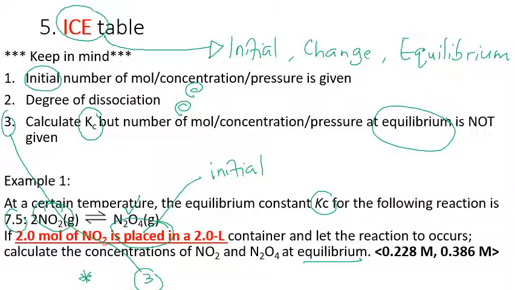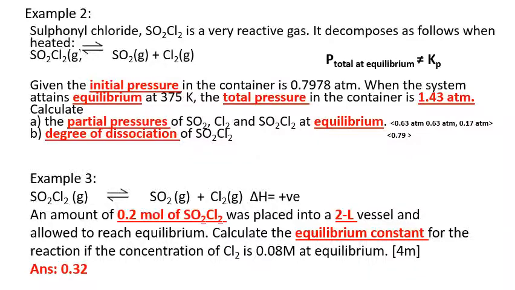They ask us to calculate the concentration at equilibrium. But from the question here, we didn't have any information about equilibrium. That means that we have to use an ICE table. Now, look at the second example.